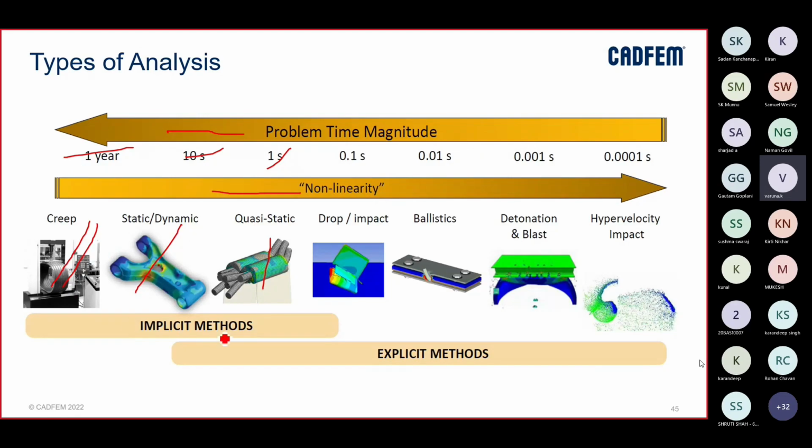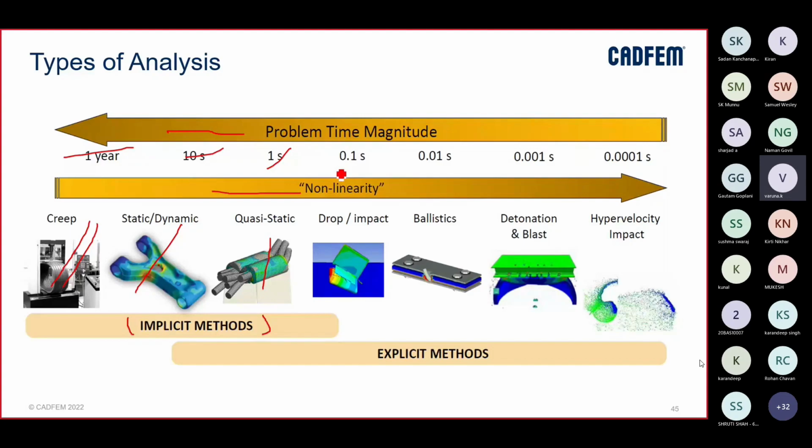We call these the implicit methods. Here the effort required to get the results is really high, because it uses unknowns from the next step. So the iterative method is used in this one. Next, non-linearity is a little bit low here, but there is high non-linearity, and the problem time magnitude is really low.